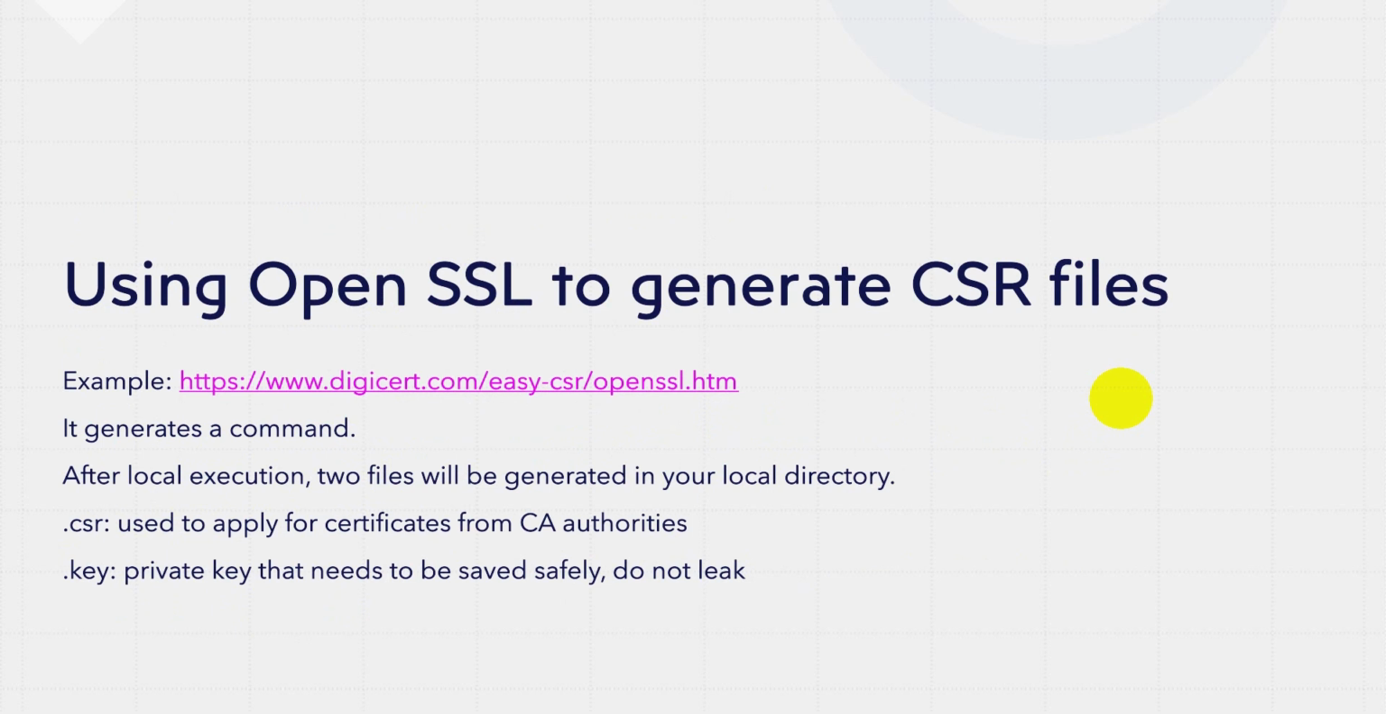Using OpenSSL to generate CSR files. That is the website where I put in some information and then it gives us a command. It generates a command. After local execution, two files will be generated in your local directory. The .csr is used to apply for certificates from CA authorities, and the .key is the private key that needs to be saved safely and not leaked.